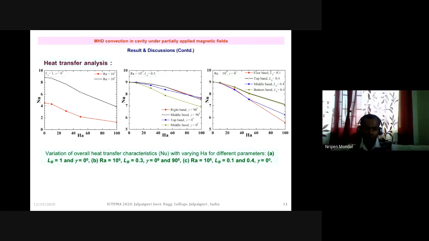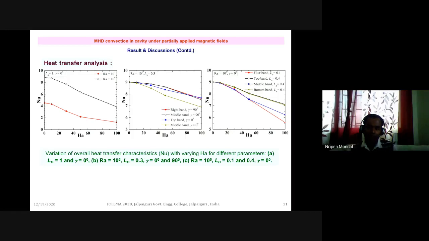As the magnetic field intensity increases, a negative term appears in the momentum equation. It counteracts the buoyancy term, so that's why the heat transfer rate decreases as the magnetic field intensity increases. Now, interestingly, from the second plot, we can see when the magnetic field is vertical, the heat transfer retardation is much less compared to the heat transfer for the case of horizontal magnetic field.